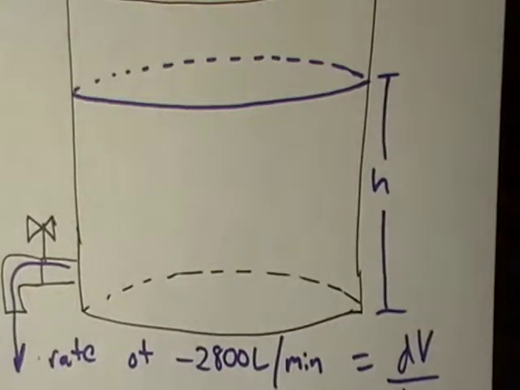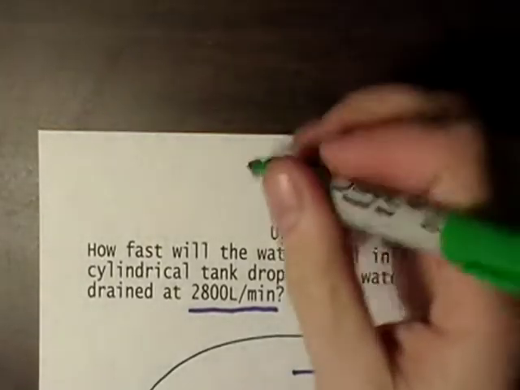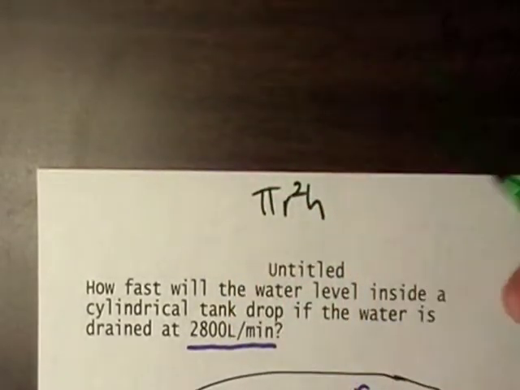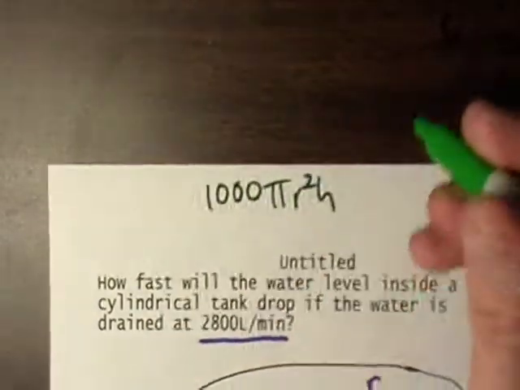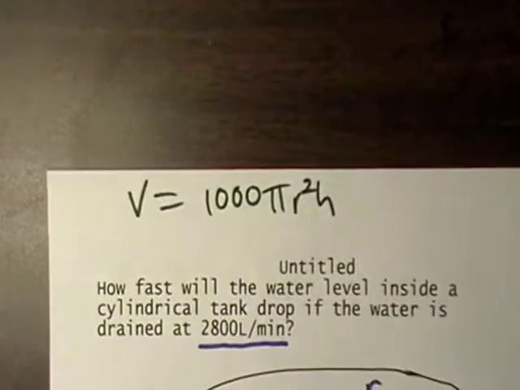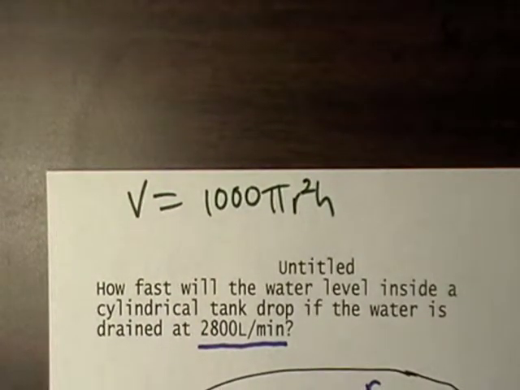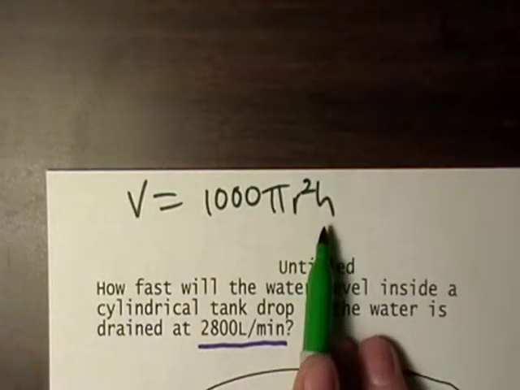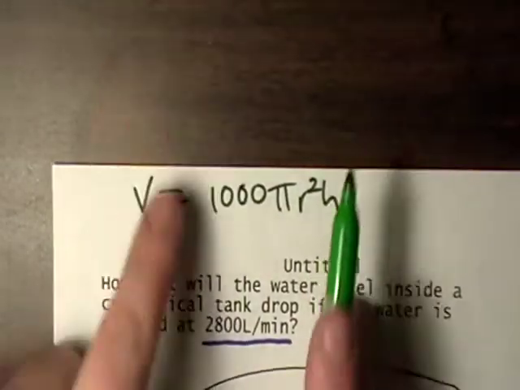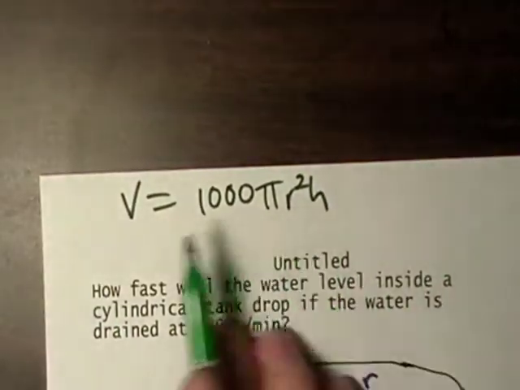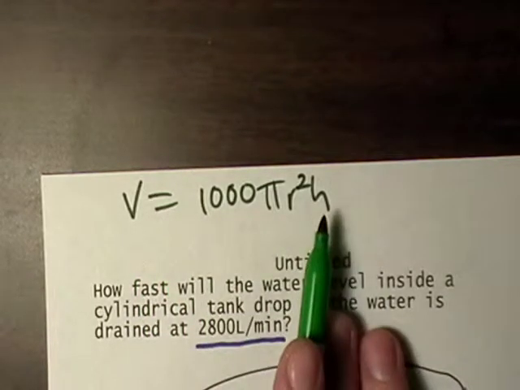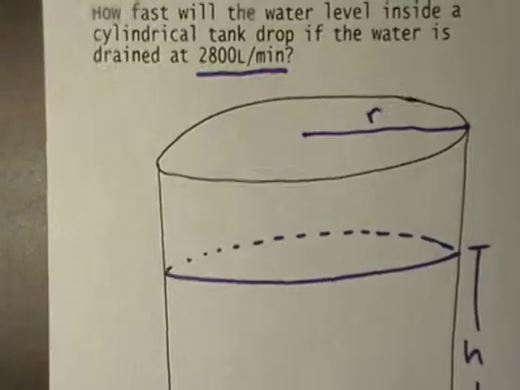Okay, and go back to your volume of a cylinder, pi r squared h, but this one is 1,000 pi r squared h. Okay, so volume is changing and the height is changing, and they're both changing at different rates. And we're going to figure out both of them because they gave us this one rate. And our goal is to solve for this rate. So let's go ahead and do that.